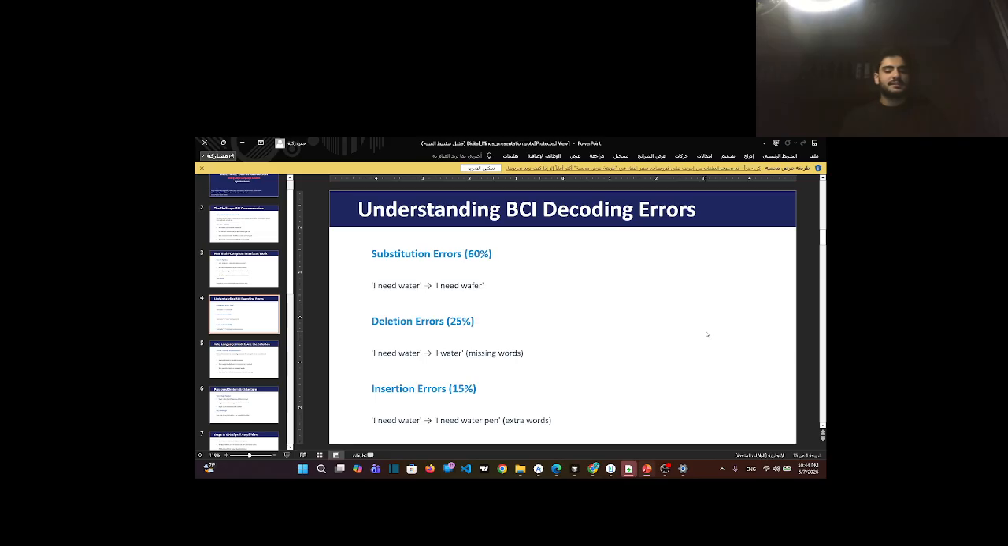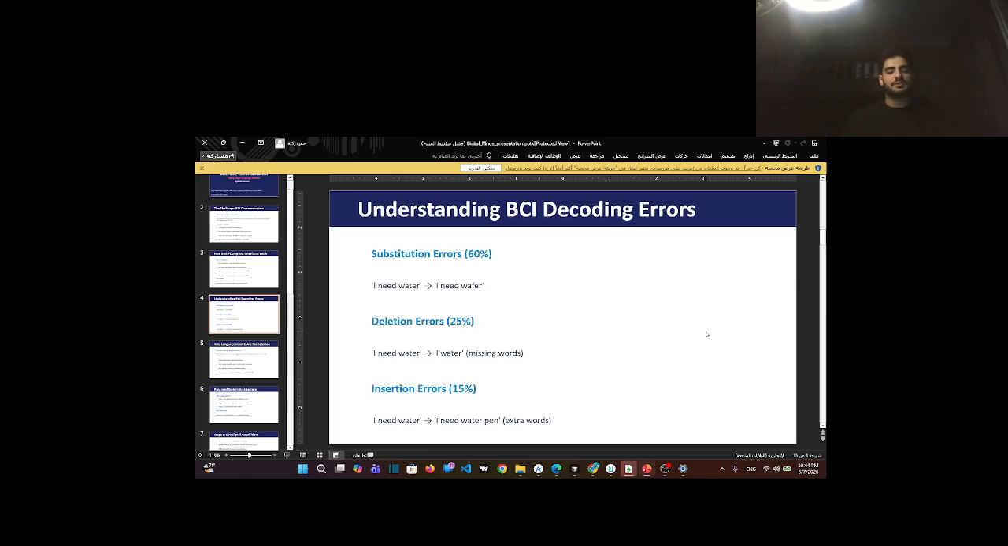The second type is deletion errors. This happens when a word is missing. For example, "I need water" may become "I water." Here, the message is incomplete, as you can see. The third type is insertion errors. This happens when the system adds an extra word. For example, "I need water" may become "I need water pen."